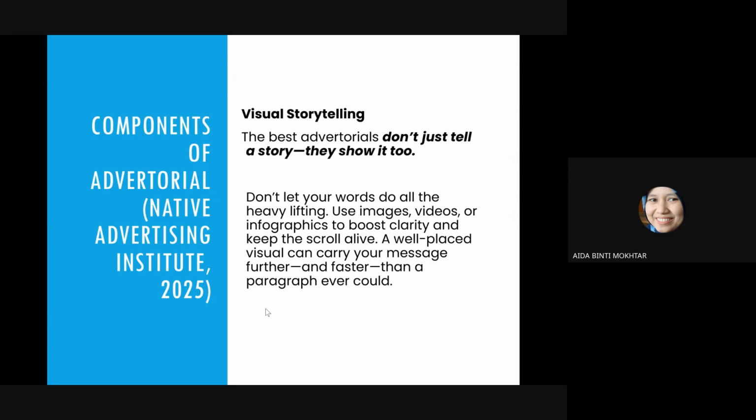Four, visual storytelling. The best advertorials don't just tell a story, they show it too. So don't let your words do all the heavy lifting. Use images, videos, or infographics to boost clarity and keep the scroll alive. A well-placed visual can carry your message further and faster than a paragraph ever could.